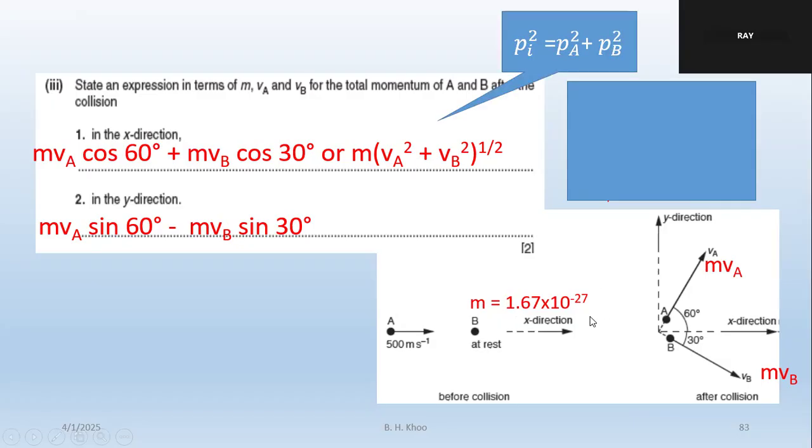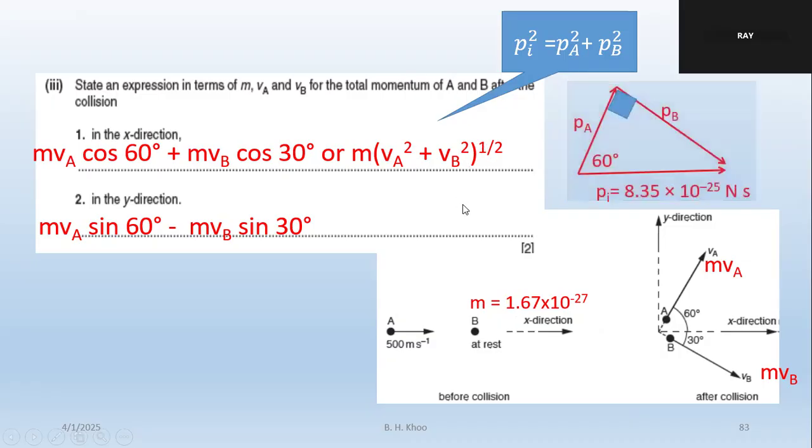Oh, why can they use Pythagoras theorem? Say again. They use Pythagoras theorem to find the magnitude. That's the alternative answer, no? Right? That's your PA. This is 90 degrees. PB, PB 90 degrees. And PI we can calculate out. So you use Pythagoras theorem. That's why you get this answer. Okay.